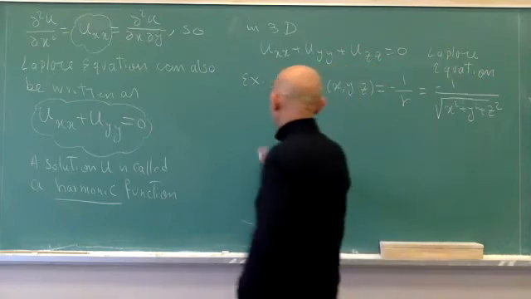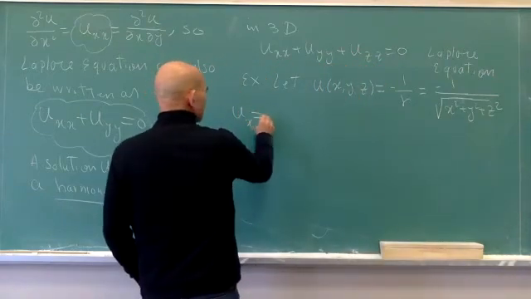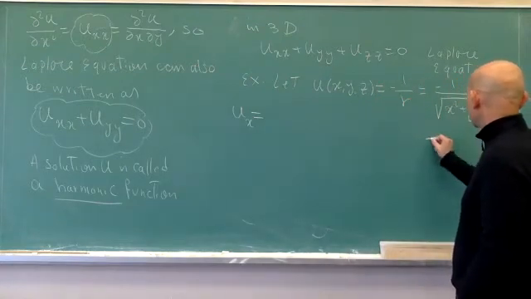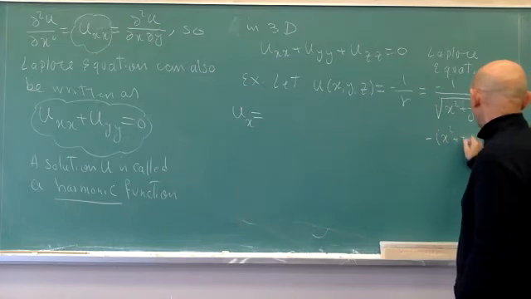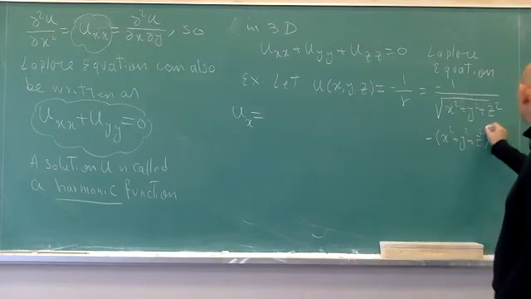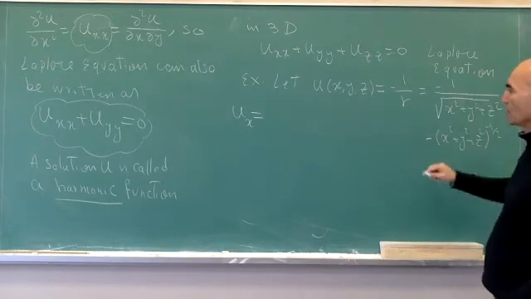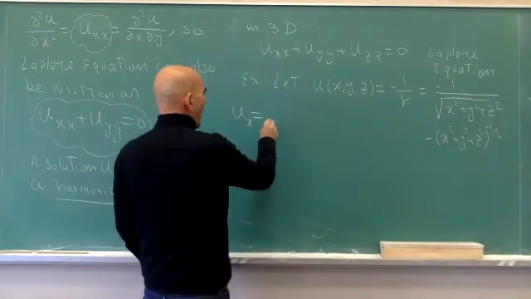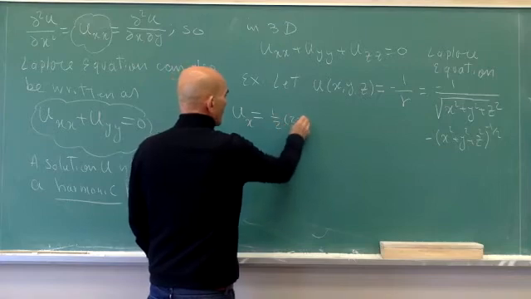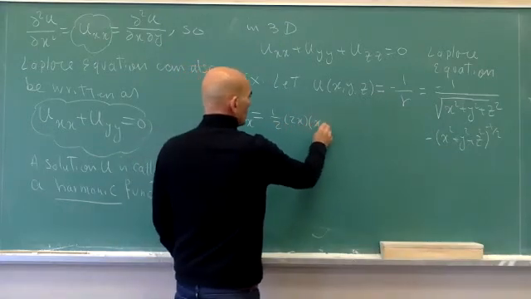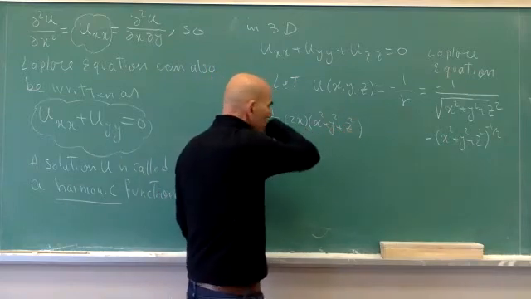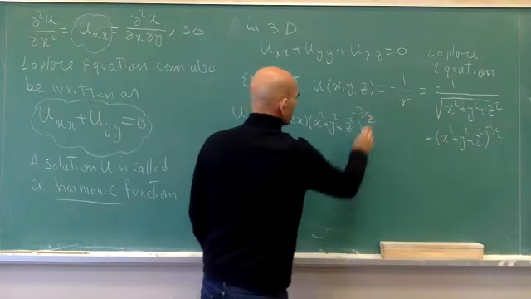Okay, now let's compute ux. What is ux? Just not to make mistakes, I'm going to see this as -(x2 plus y2 plus z2) to the power -1/2, right? And let's take the partial derivative with respect to x. Then this is equal to half times 2x times (x2 plus y2 plus z2) to the power -3 over 2, right? Good.